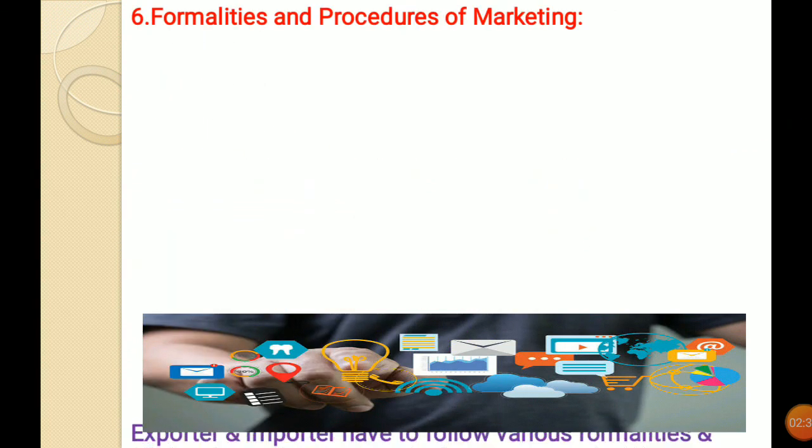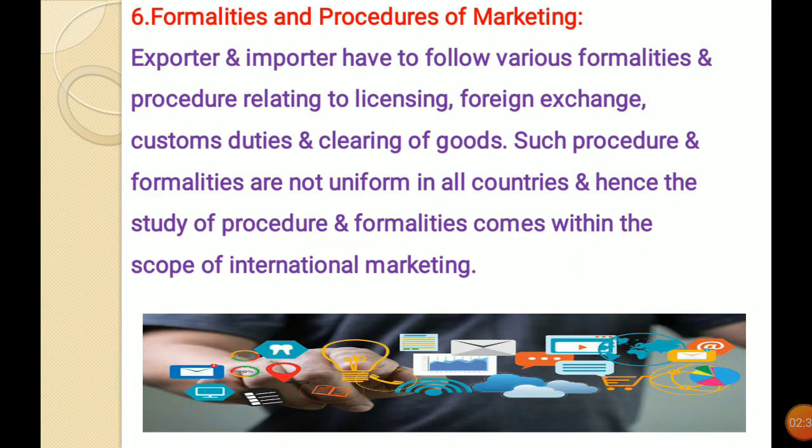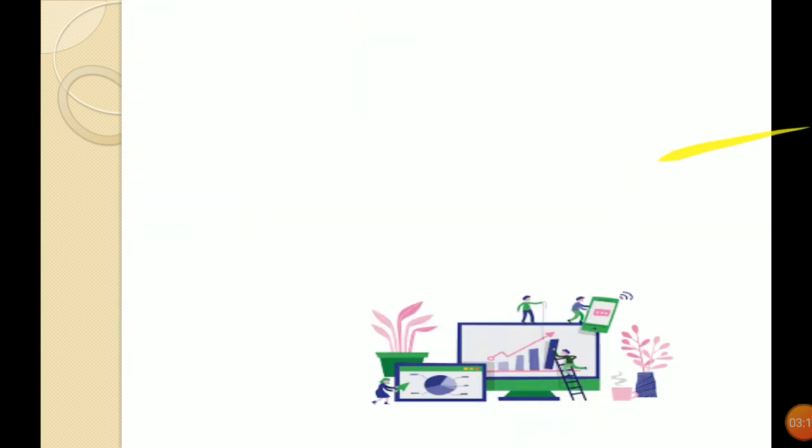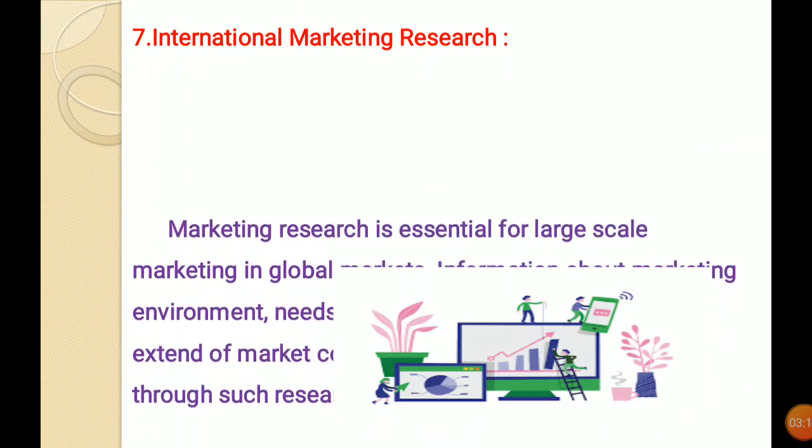Next one, formalities and procedures of marketing. Exporter and importer have to follow various formalities and procedures relating to licensing, foreign exchange, custom duties, and clearing of goods. Such procedures and formalities are not uniform in all countries, and hence, study of procedure and formalities comes within the scope of international marketing. At the time of international marketing, exporter and importer should follow the formalities and procedures, but these formalities are not uniform in all countries.